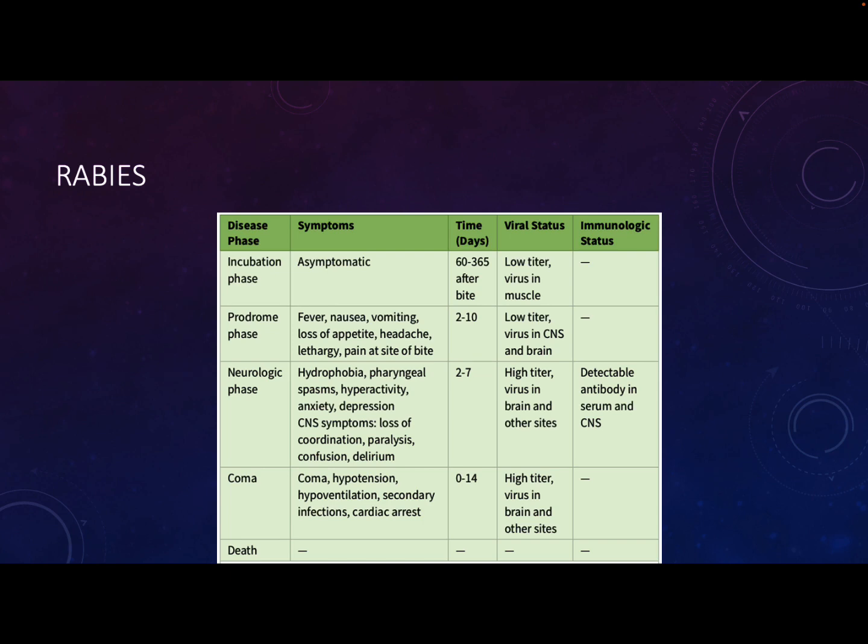A few days after that, you now have high levels of virus in the brain and in other sites. Hydrophobia, so you're not afraid of water, right? It means that you won't drink. You can't drink. I didn't put it in here because I find it really disturbing, but there are a lot of videos you can find on YouTube. The one I'm thinking of is a patient, I believe in India, and they're giving him a glass of water and he's shaking and trying to drink it and he can't get the water down, and he died a few days later. So that's what we mean by hydrophobia. You have spasms in the throat, hyperactivity, anxiety, depression, loss of coordination, paralysis, confusion, delirium. It's in your brain. It's replicating. It's causing damage.